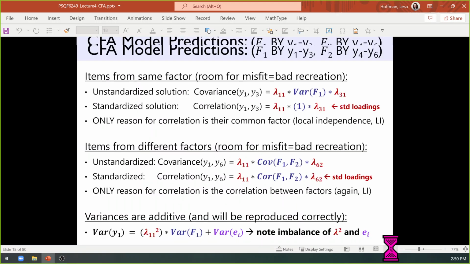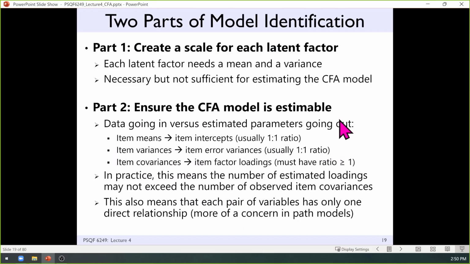So I'm going to go back, zoom out again so that we can see a little bit better. So the first step is to create a scale. Because F is imaginary, we can't do anything with it until we have a way to figure out what its mean is going to be and what its variance is going to be. The second part of model identification is making sure that we have enough information across all of the items to actually solve for all of the parameters. And you need at least 3 items per factor to make this work without constraints. And we'll go through the math here momentarily. But the first part here is creating a scale.